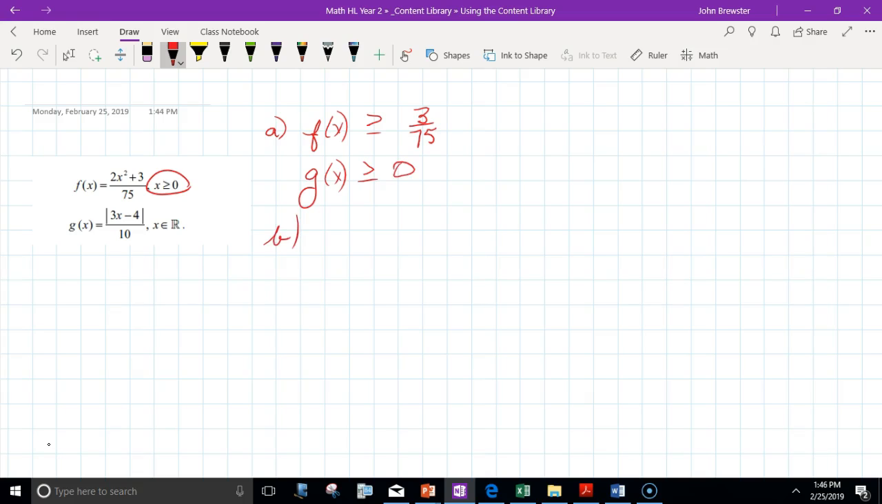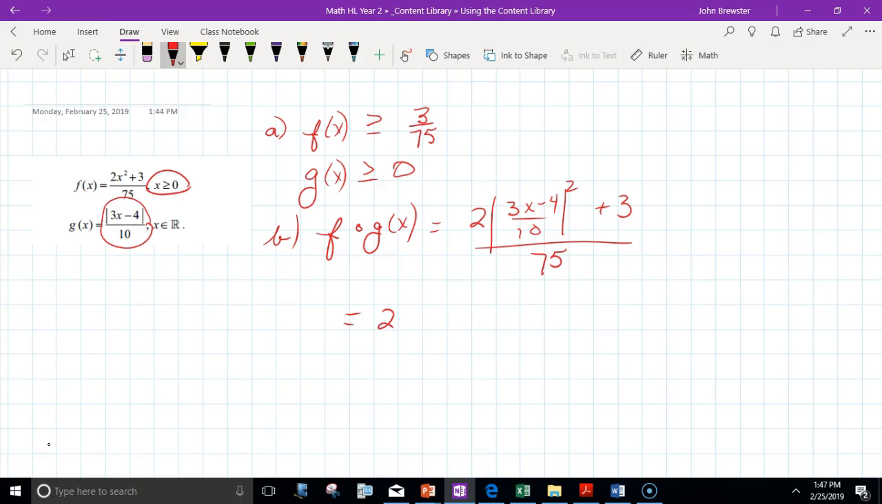For part B, let's see, what do we want? They want you to find f of g. And they give you the form that they want the answer in. But first of all, let's just do f of g. That means you put function g into function f in place of x. So instead of writing 2x squared, I'm going to write 2, and then the whole function, 3x minus 4 over 10, squared, plus 3 over 75. Now, I really don't need the absolute value, because if you square it, it's going to be positive anyway, so let me just do the arithmetic here.